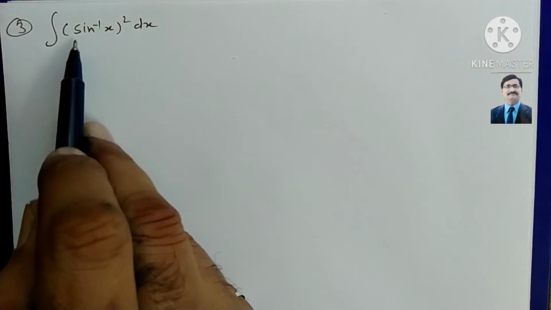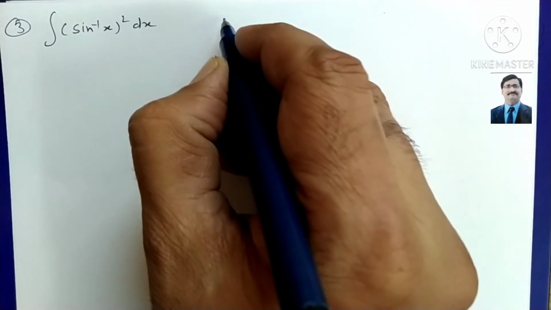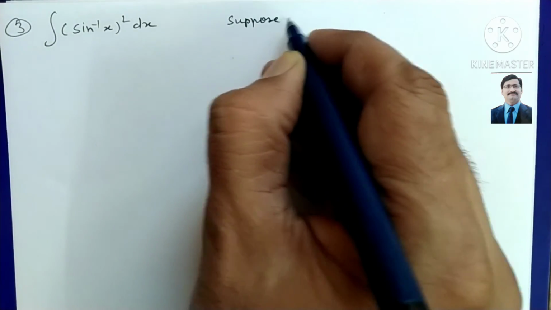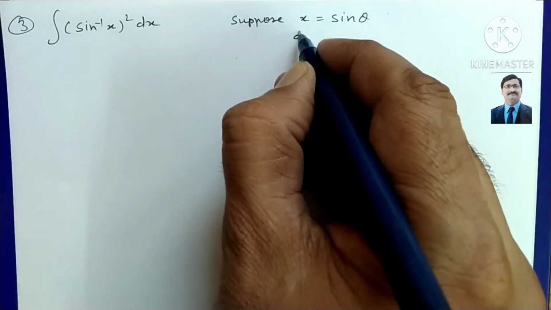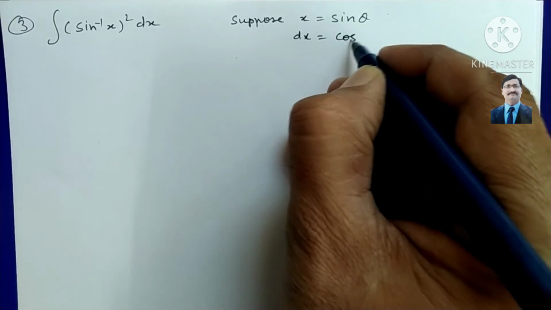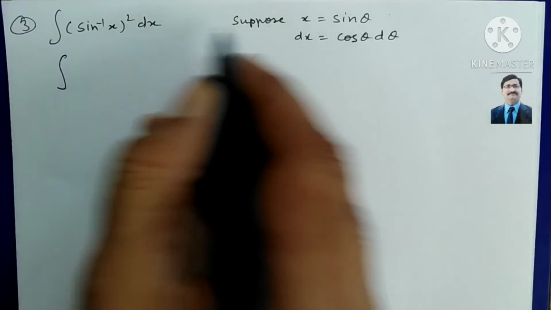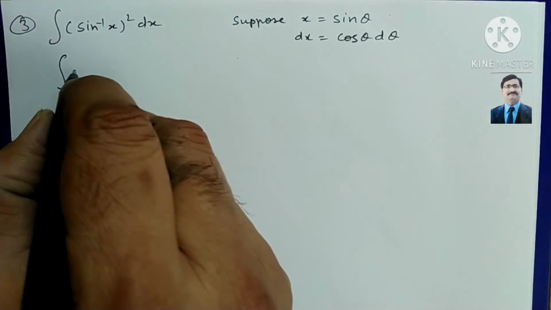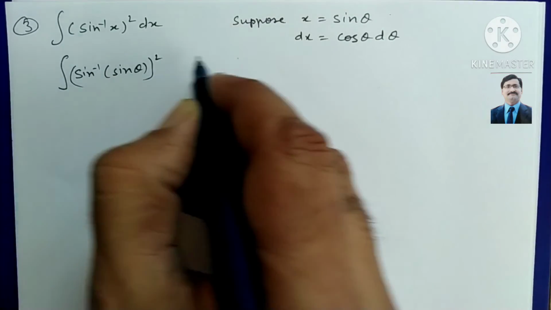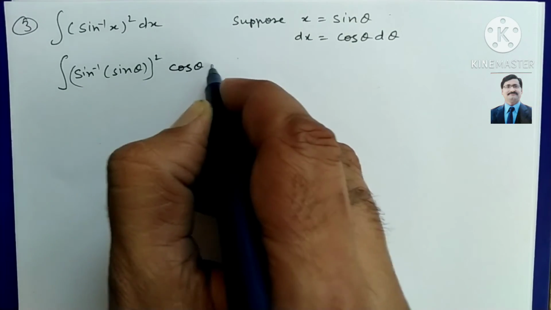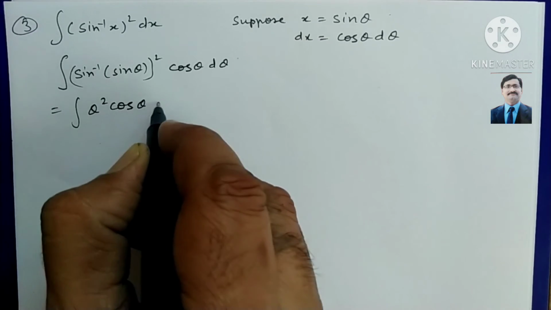We have to do one question, integral of sine inverse x whole square dx. In this type of question, we will suppose x equal to sine theta, then dx equals cos theta d theta. So these values we will put here. The sine inverse x we put here. Look here, in place of x we put sine theta. Okay, this way we can put, and in place of dx we put cos theta d theta, and this will become theta square cos theta d theta.